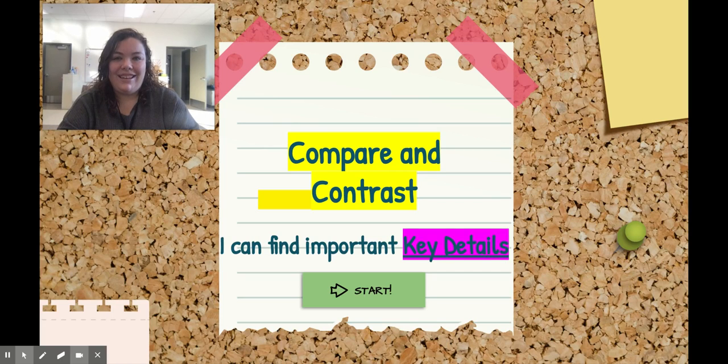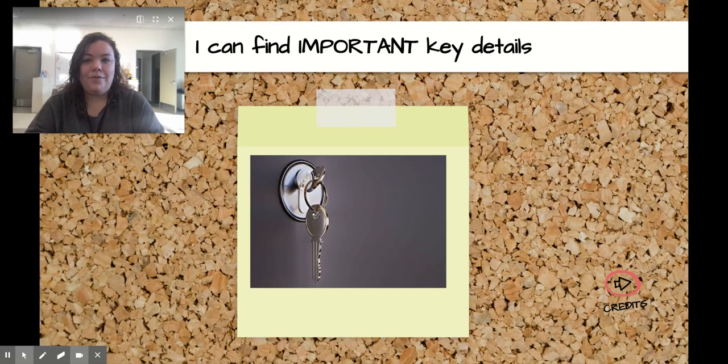Good morning, everyone. Today we are going to be starting a new unit that is going to be about comparing and contrasting key details. So make sure you have your paper and pencil if you need to take notes, and let's get started. Our objective today is to find the key details in the text.